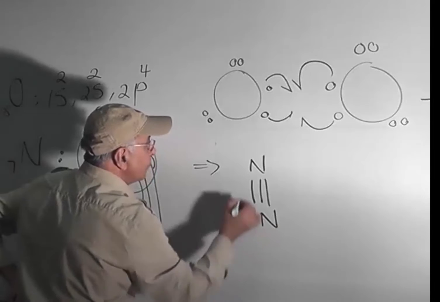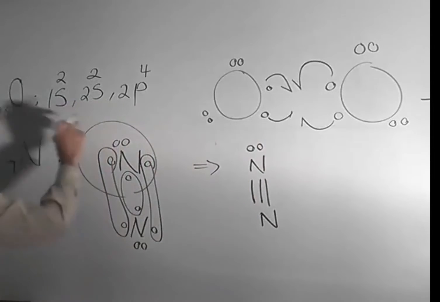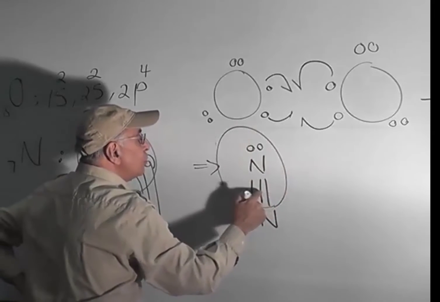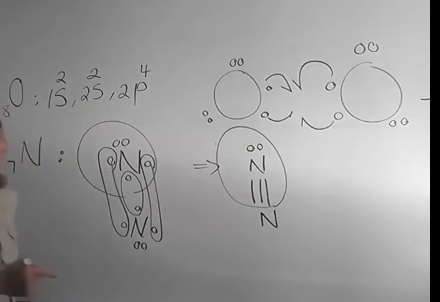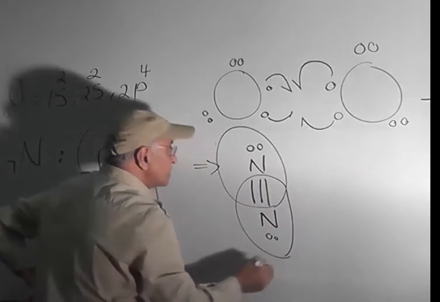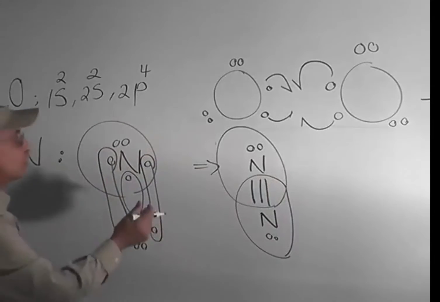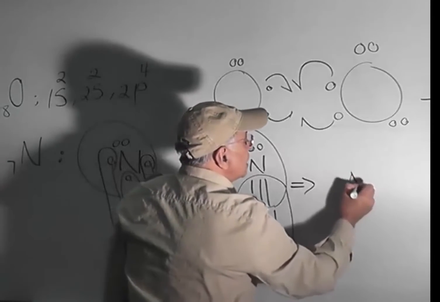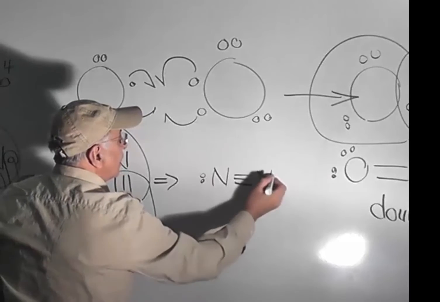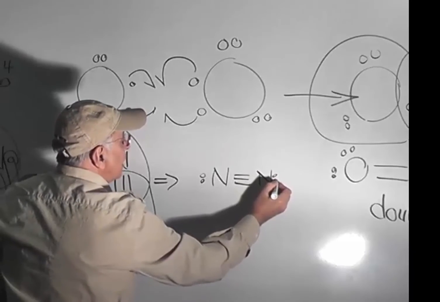Yes? And these two are already paired. So look at this nitrogen. Does it have 2, 4, 6, 8 electrons in the outer shell? It says, I'm happy, I look like a noble gas. And look at this one. It says I am happy too. I have 8 electrons. So can I say nitrogen is also found in a diatomic molecule?